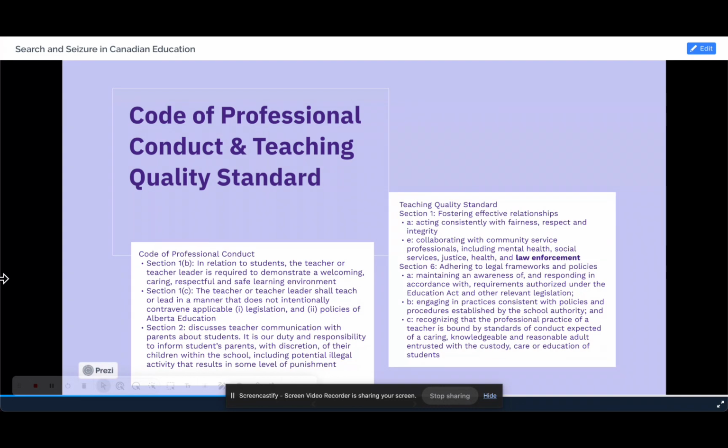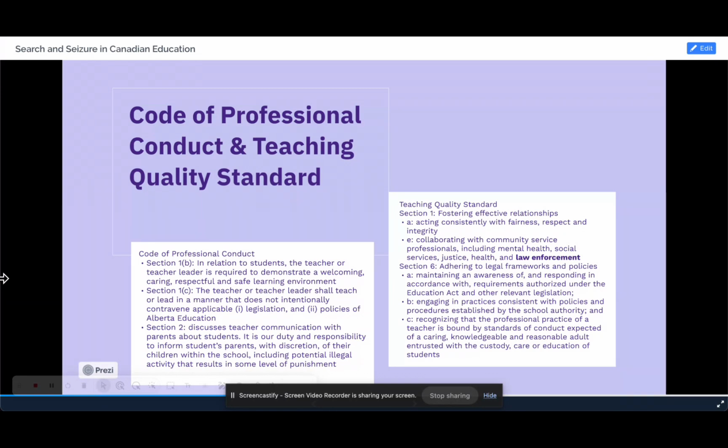Shifting over to the Teaching Quality Standards, the main TQS to pull from are TQS 1 and TQS 6. TQS 1 speaks on the standards of care and fostering effective relationships, as a teacher's ability in acting consistently with fairness, respect, and integrity towards the student, very much in line with the Code of Conduct expectations of care towards the student's well-being; and E, collaborating with community services, in this case within the parameters of search and seizure, which are law enforcement.